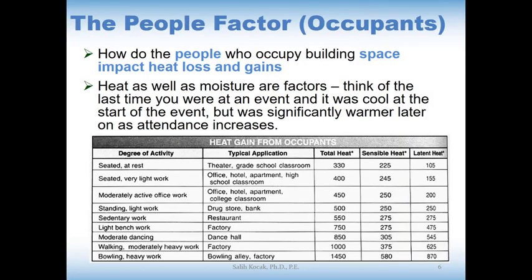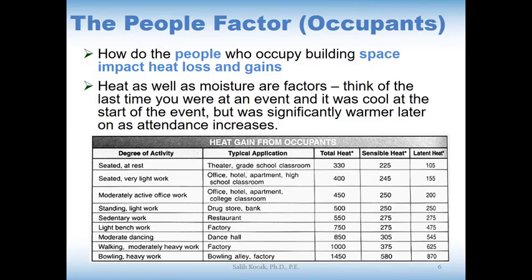And we set the people factor, the occupants. Here you can see what it means. How do the people who occupy building spaces impact heat loss or heat gains? As a body, we just produce heat. Any human being, any living organism like animals, or even the trees and vegetables, are producing heat. So anyone who occupies a building space impacts the heat loss and the heat gain.